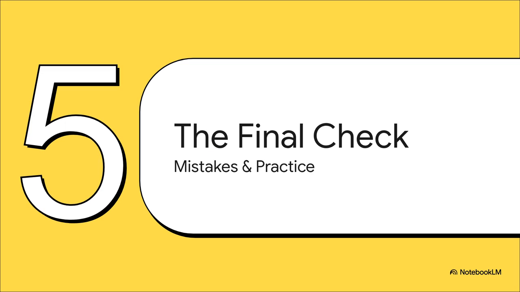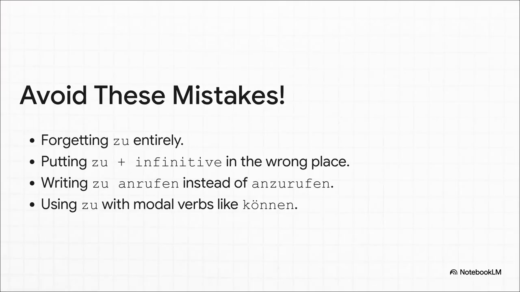Before we wrap up, let's do a quick final check on the most common mistakes so you know exactly what to avoid. And then we'll do a little practice. These are the big four traps. Just forgetting to put zu in there at all. Putting the zu phrase somewhere in the middle instead of at the very end. Messing up those separable verbs by writing zu anrufen as two words. And this last one is huge. Trying to use zu with modal verbs like can or must. You never, ever do that. Just keep these in mind.